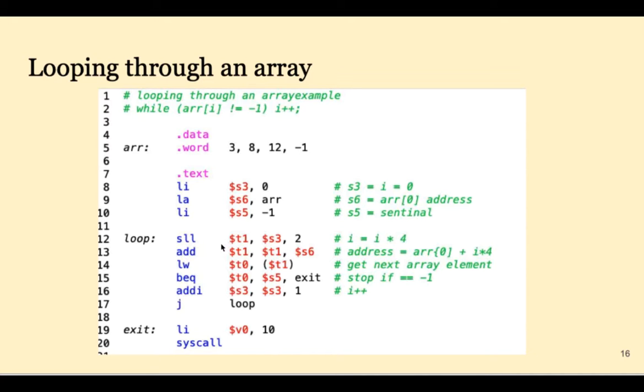First, what we do is shift left logical I 2 times. That's the same as multiplying I times 4. Then we add that to the base address of the array. So T1 will now be a pointer to the next array element. We load that array element into T0 and branch if it equals the sentinel value. If it doesn't, we add 1 to I and continue looping. Let's see what these programs look like in MIPS.